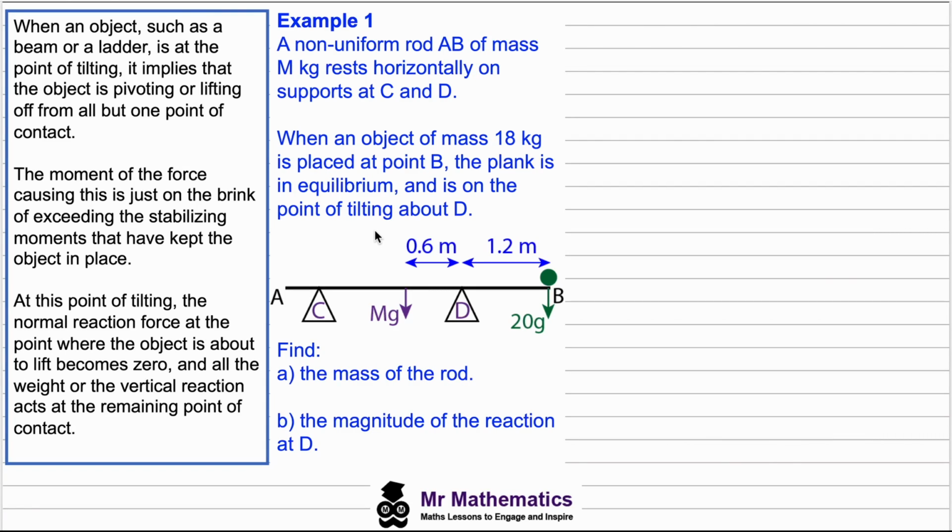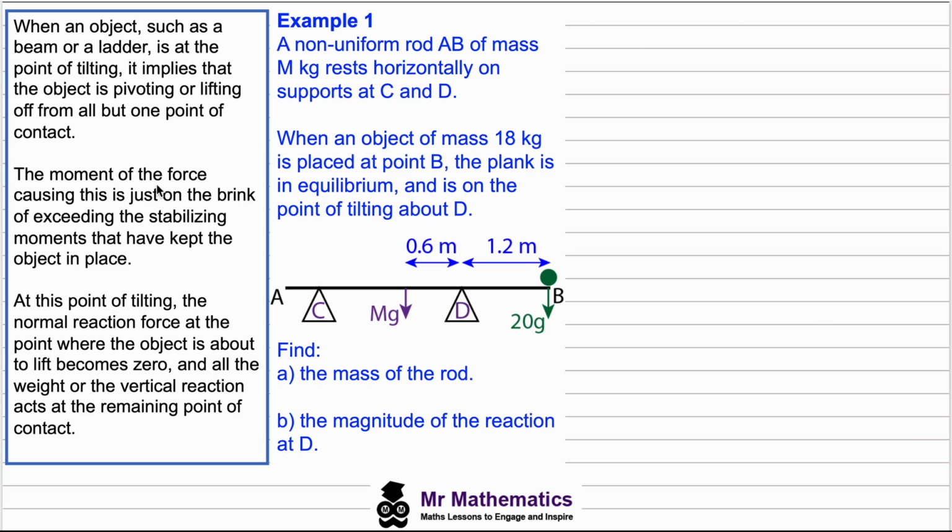Everybody. So in this video, we're going to look at taking moments when an object, such as a beam or a ladder, is on a point of tilting. When an object, such as a beam or a ladder, is at the point of tilting, it implies that the object is pivoting or lifting off from all but one point of contact.